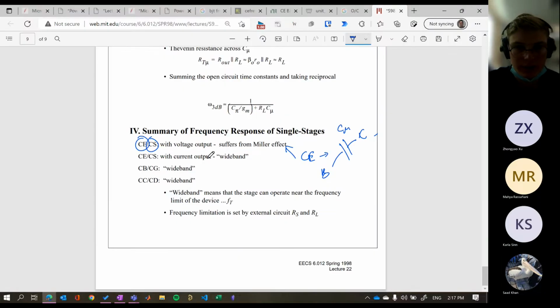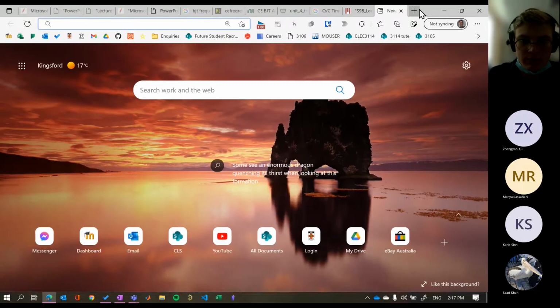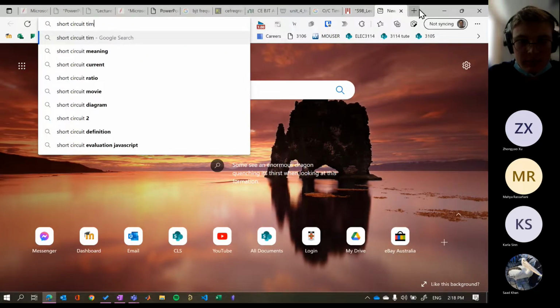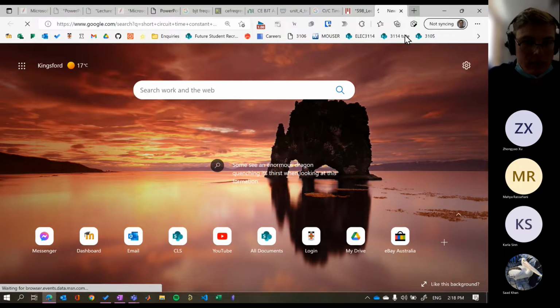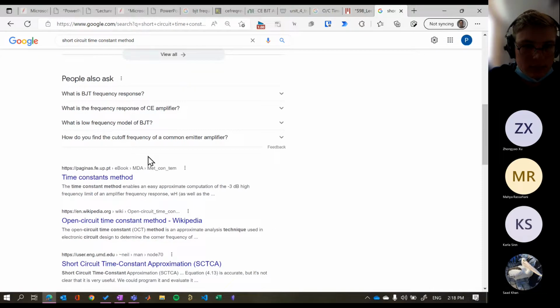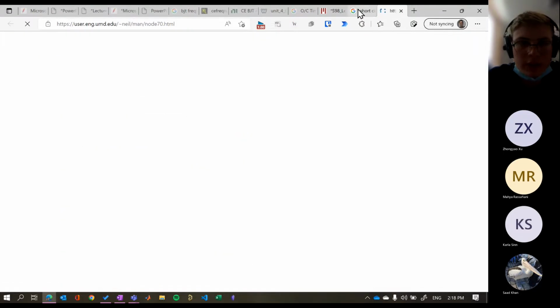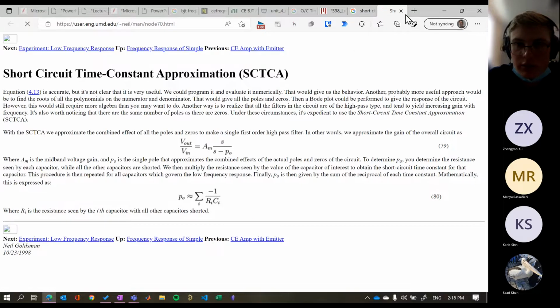We might have a look at a low frequency analysis too, the short circuit time constant method. Let's see if any of these are any good. Okay, that does not look very helpful.